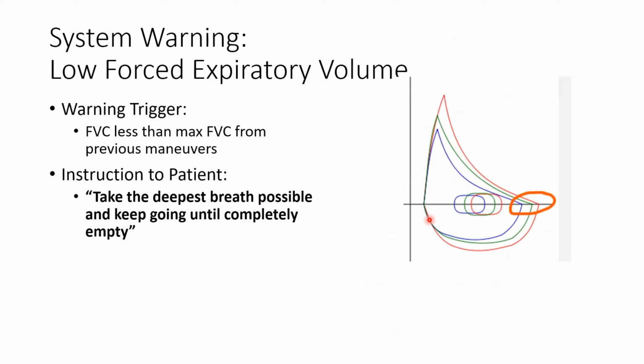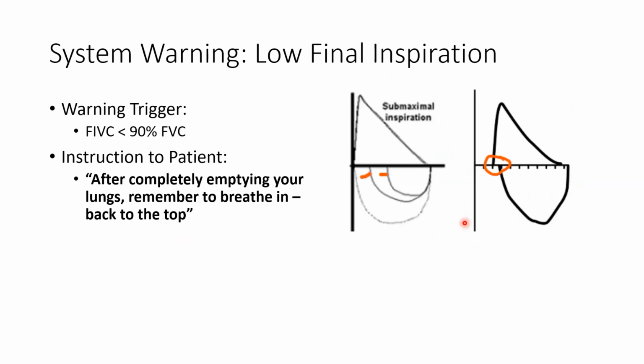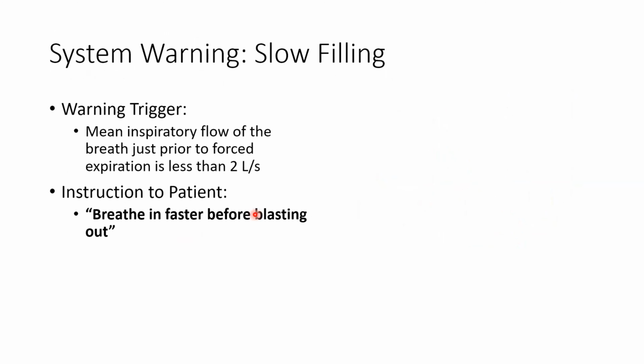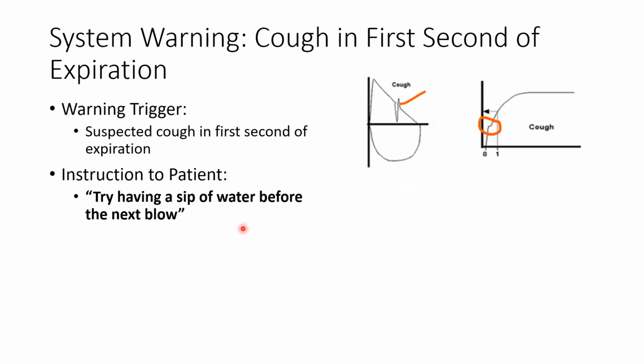The system should let you know when there's too much variability in the volume. You want to have them take the deepest breath possible and keep going till completely empty. Ideally, repeated efforts should have similar volumes, not so far apart. And you do want the FIVC to be like the FVC. You don't want it to be submaximal there. All right. Slow filling. No glottic closure. If there's coughing, sometimes a sip of water will help before the next effort.